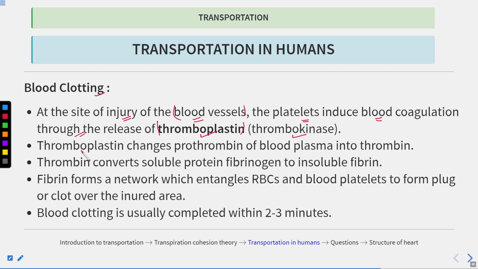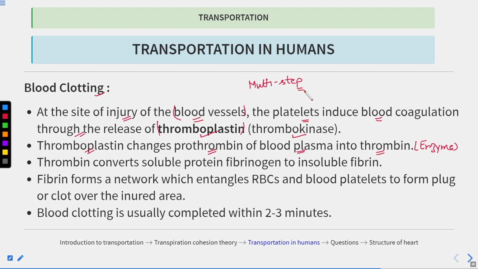Now, what is the role of this thromboplastin? We have already discussed this in the previous lecture. It changes the prothrombin, which is present in the blood plasma, into thrombin. So these are enzymes. Thrombin is an active enzyme. So here you can see blood clot formation is a multi-step process.